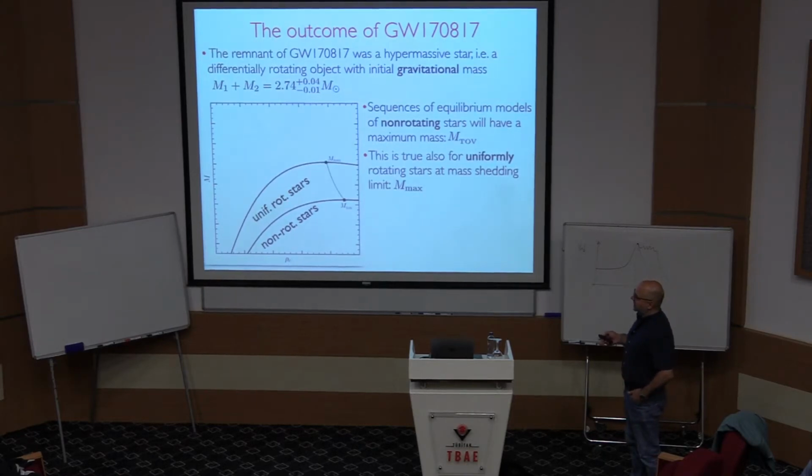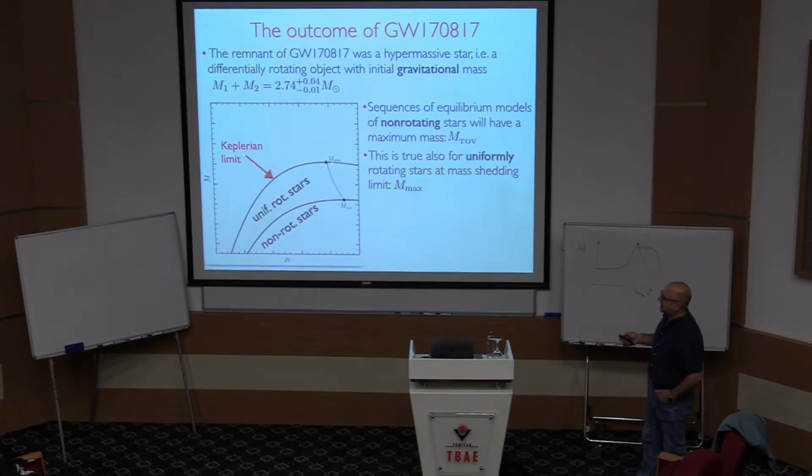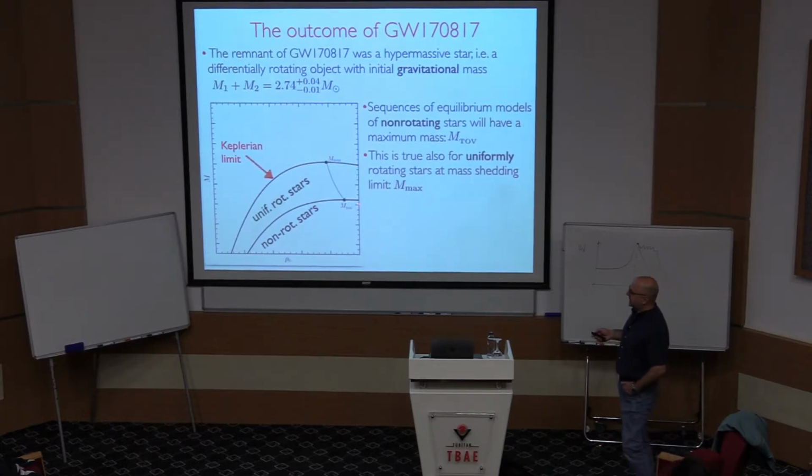And this line over here, the outermost, is called the Keplerian limit. This is the limit of all the stars that are uniformly rotating and at the maximum rotation speed. If you make them rotate a little bit more, you will break them apart. So this is the Keplerian limit. And you can see that this limit also has a maximum. And so this is the maximum mass that a star that is rotating uniformly can support. Anything to the right of this M max is unstable and will collapse to a black hole.